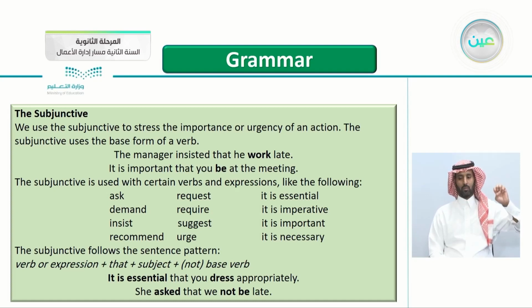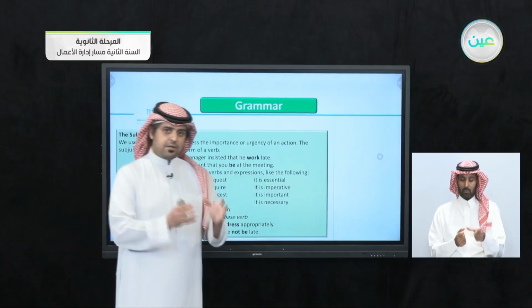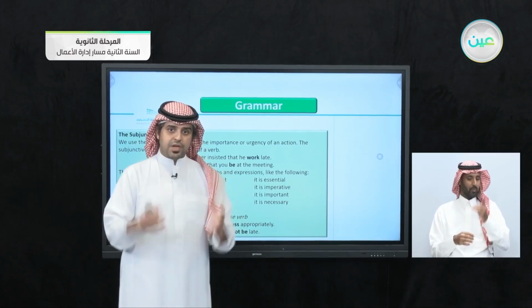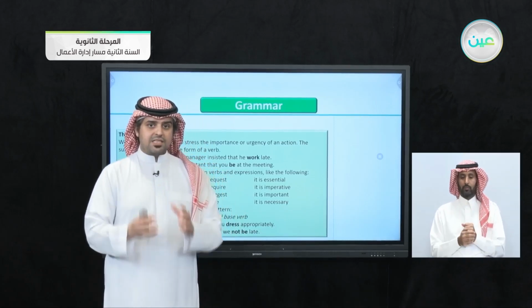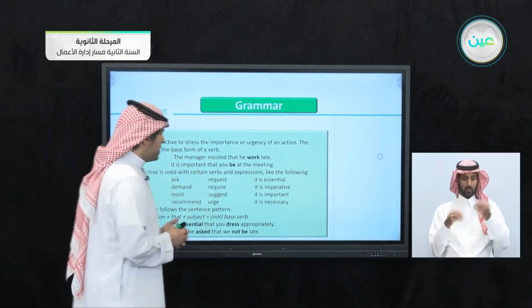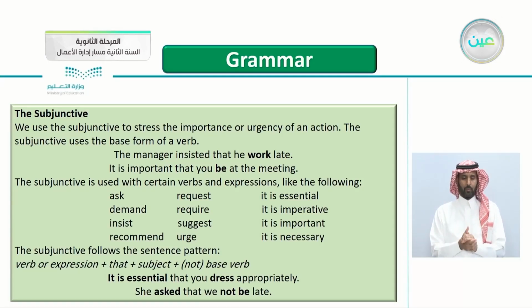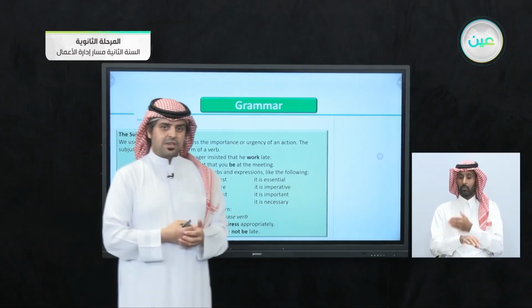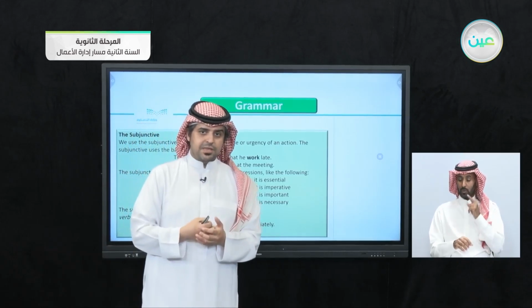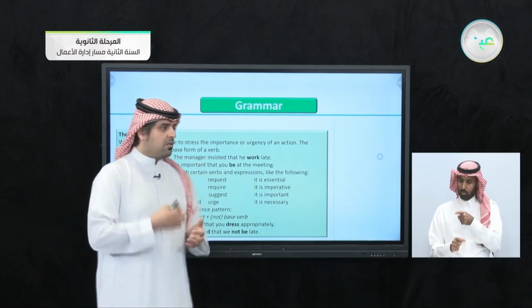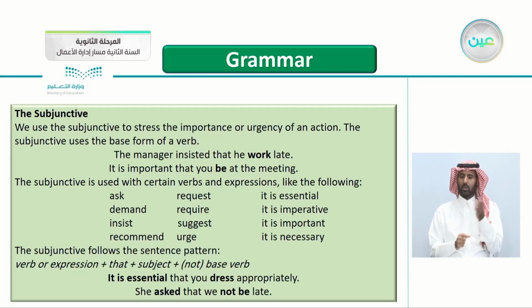The subjunctive uses the base form of a verb. When you want to put a verb, the thing that I want you to do now, use the base form. Don't add anything else. For example, here, the manager insisted that he work late. The manager insisted. So this is a subjunctive here. Insisted means that he wants me to do it now.